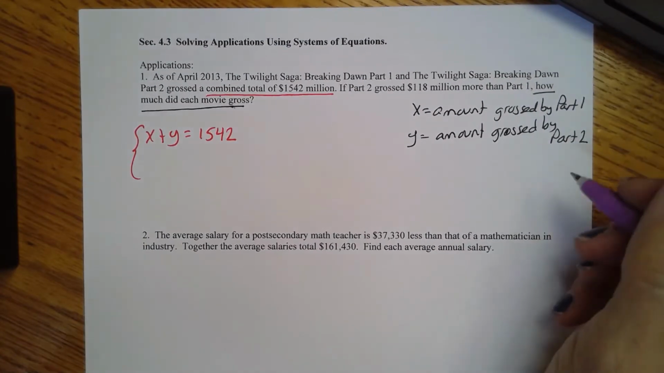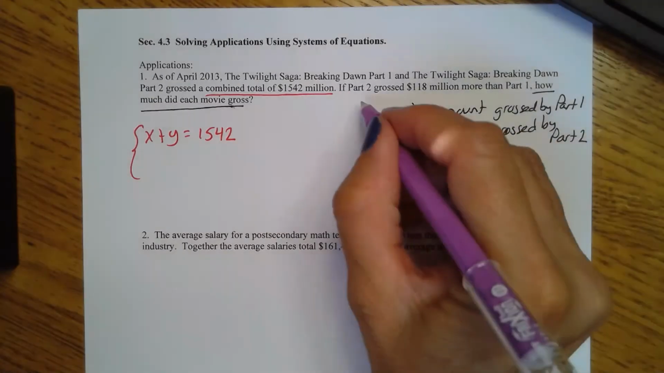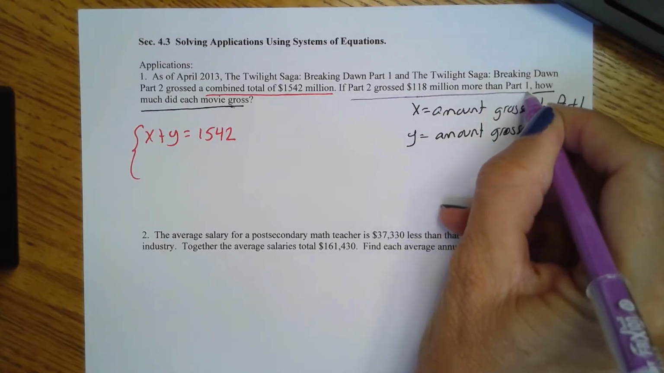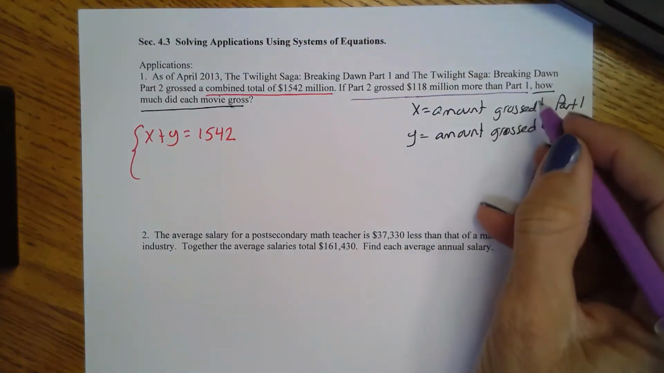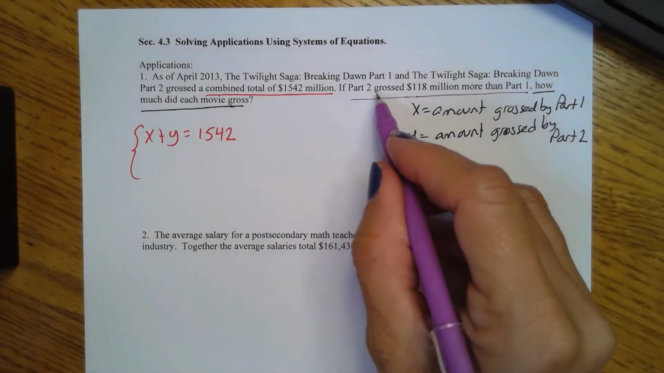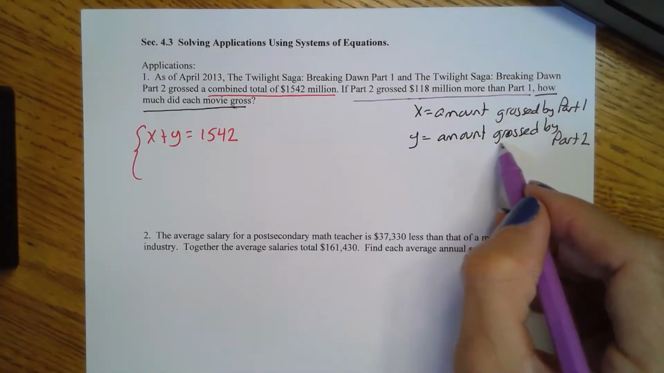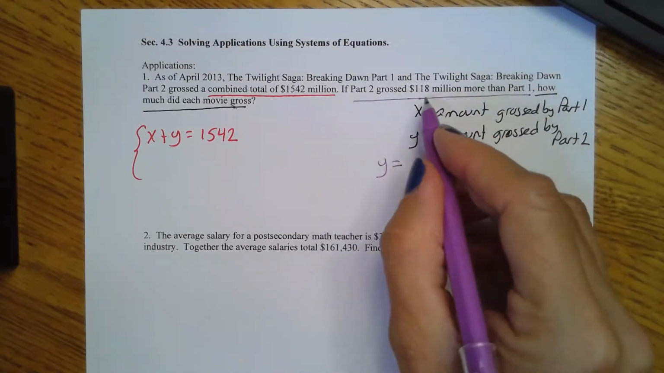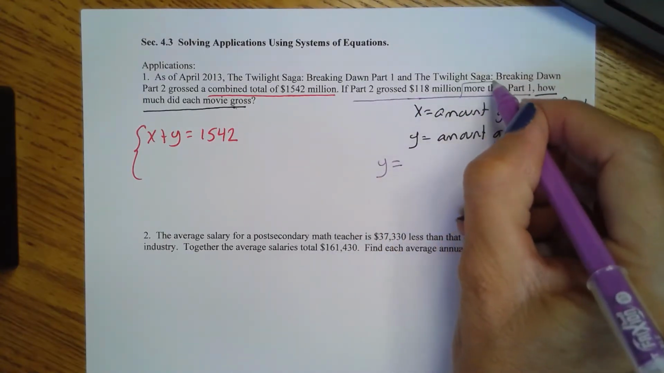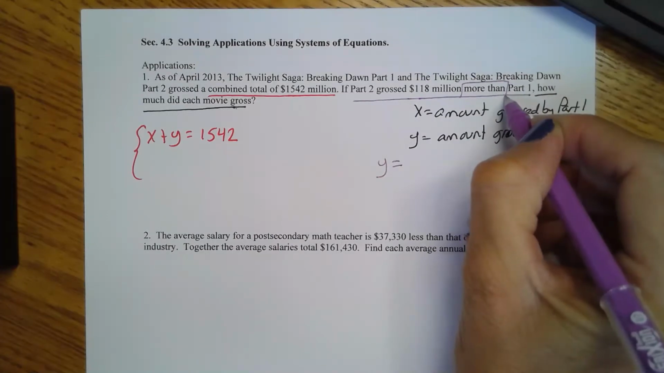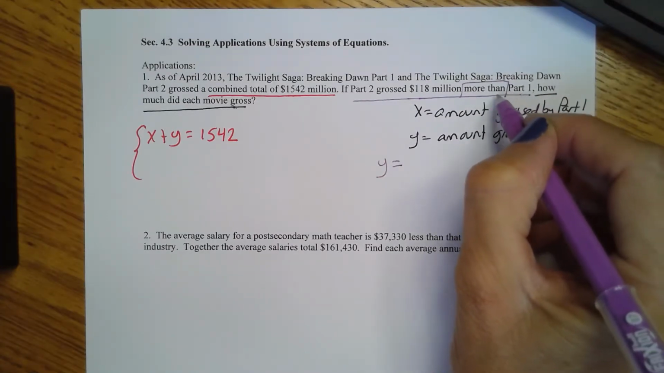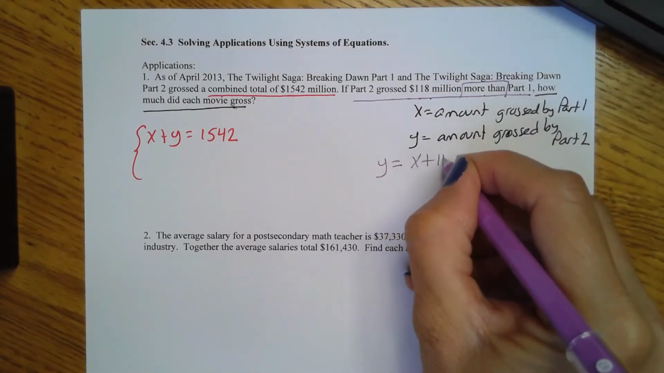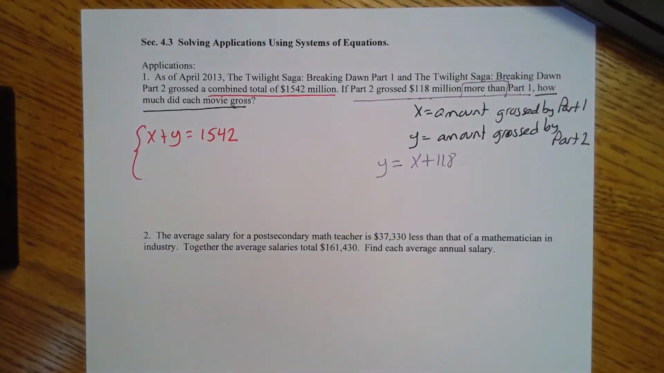Now let's look at the one that we have to translate more of. If Part 2 grossed 118 million more than Part 1, how much did each movie gross? Well, we already got that piece. So how do we write if Part 2? Which variable represents Part 2? Well, y represents Part 2. Gross, that's your equal sign. 118 million more than. So make sure you understand more than, the order flips. So Part 1 goes first, and then more than that, 118. So x plus 118 would be the second equation.